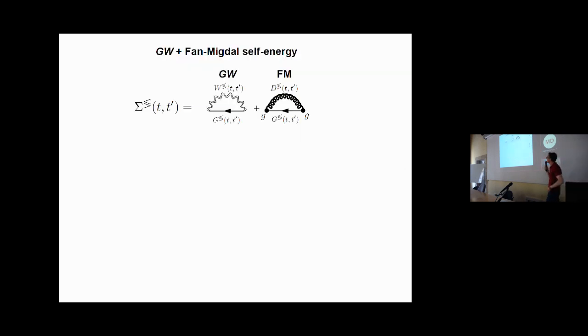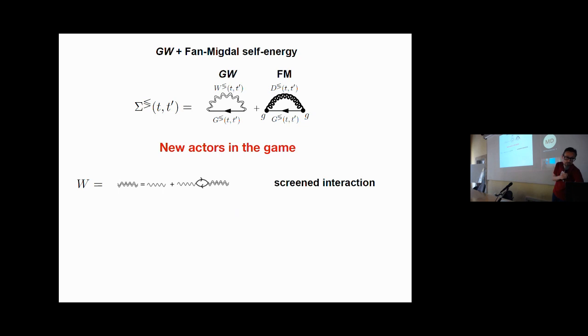So first of all, let me draw the self-energy that we want to study. It is the sum, as I told you, of GW plus Fan-Migdal. By looking at this self-energy, you immediately see that there are new actors in the game. So there is W, that is the screened interaction that obeys this Dyson equation that Gianluca described very well yesterday. But there is also a new vertex in the theory, that is g, the electron-phonon coupling.